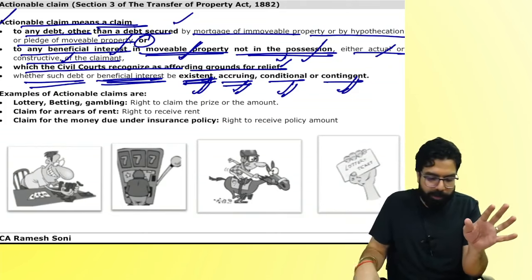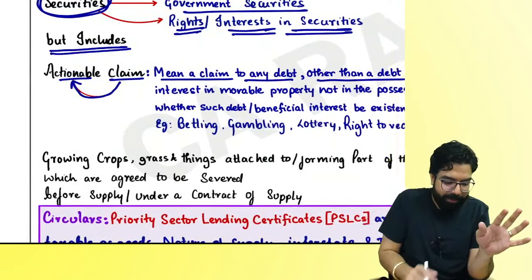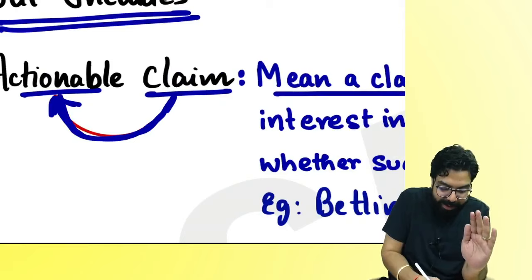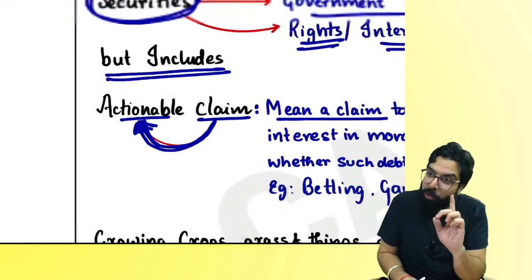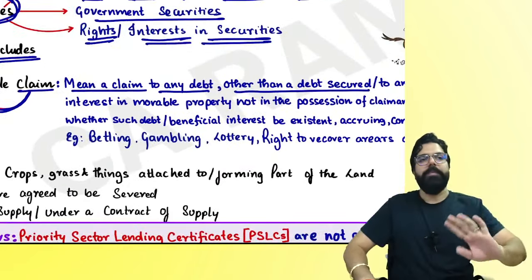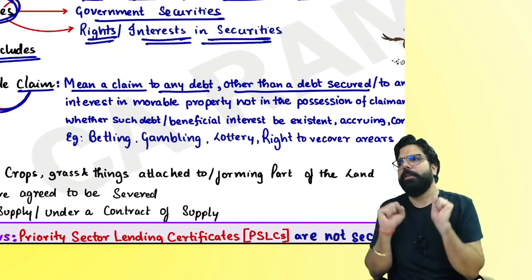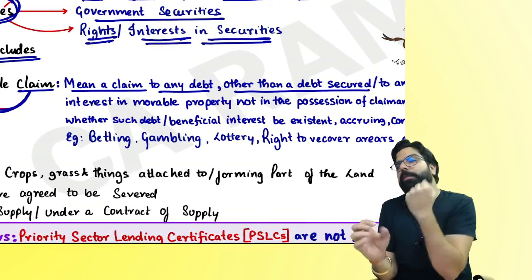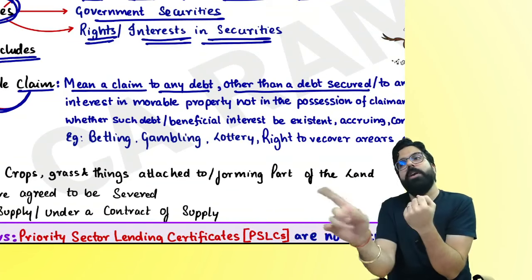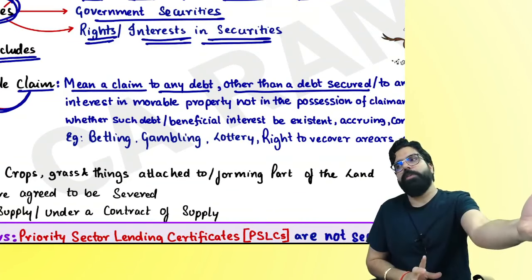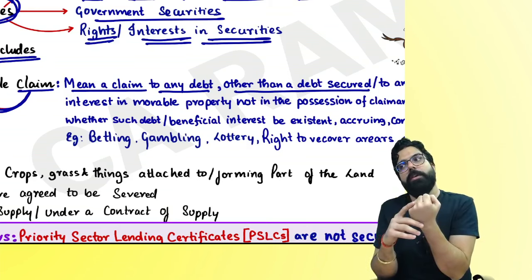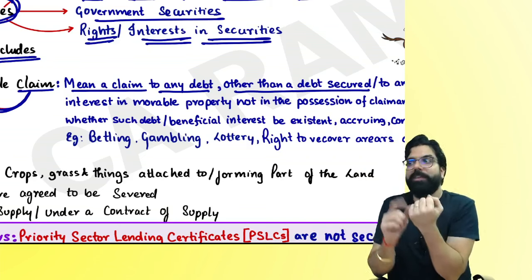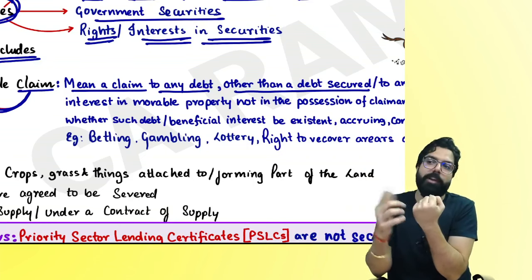Chalo, I'll tell you. Two simple things. It's a claim for which you can take an action in the court. Remember, whenever you have a right to receive any unsecured debt, that is an actionable claim. Secured debts are not actionable claim. I have to receive arrears of rent. Secured, unsecured? Unsecured. Do I have a right to receive? Yes. I have a right to receive insurance amount. Secured debt, unsecured debt? Unsecured.